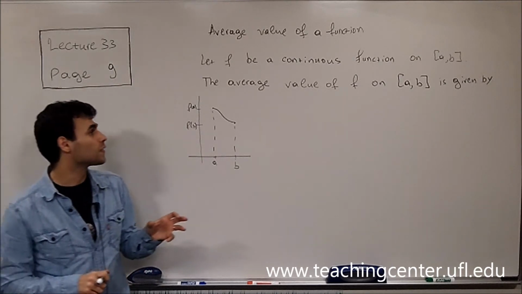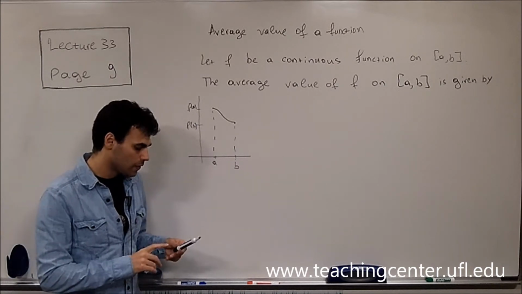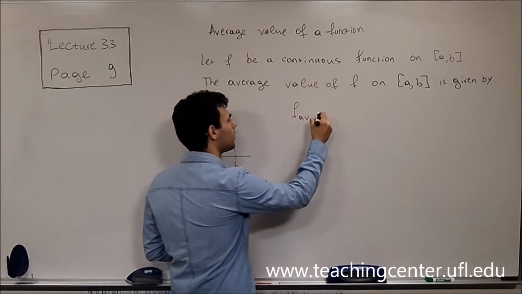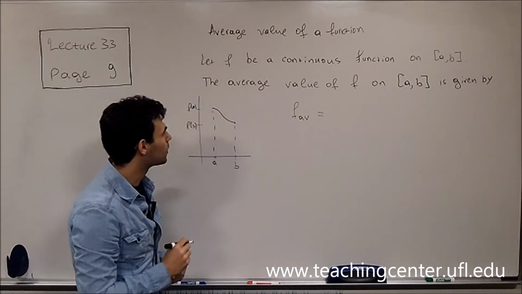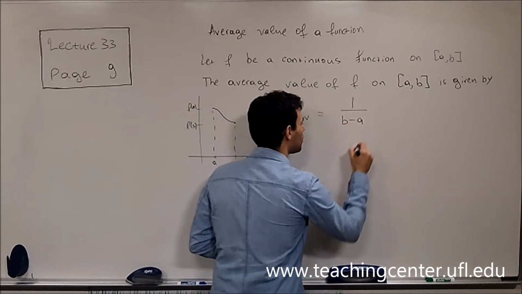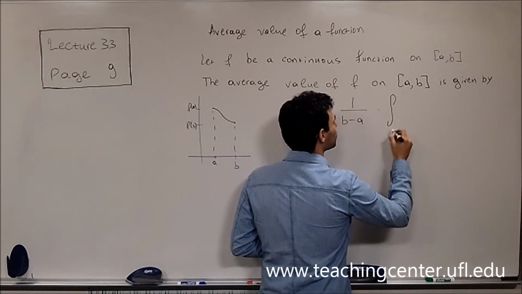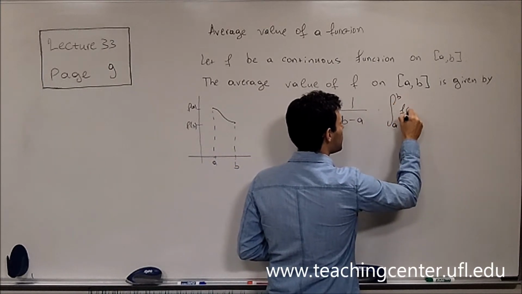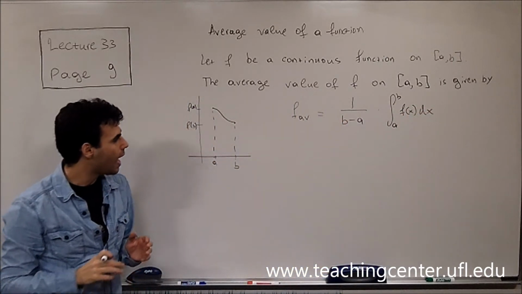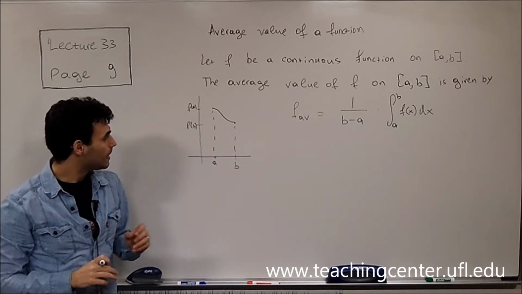Suppose that you have a function which is continuous on a closed interval [a, b]. The average value is defined to be this: f average, or AV, is equal to 1 over b minus a, where b and a are the two endpoints, times the integral from a to b of f of x dx. Okay? So the average of a function is defined as so.